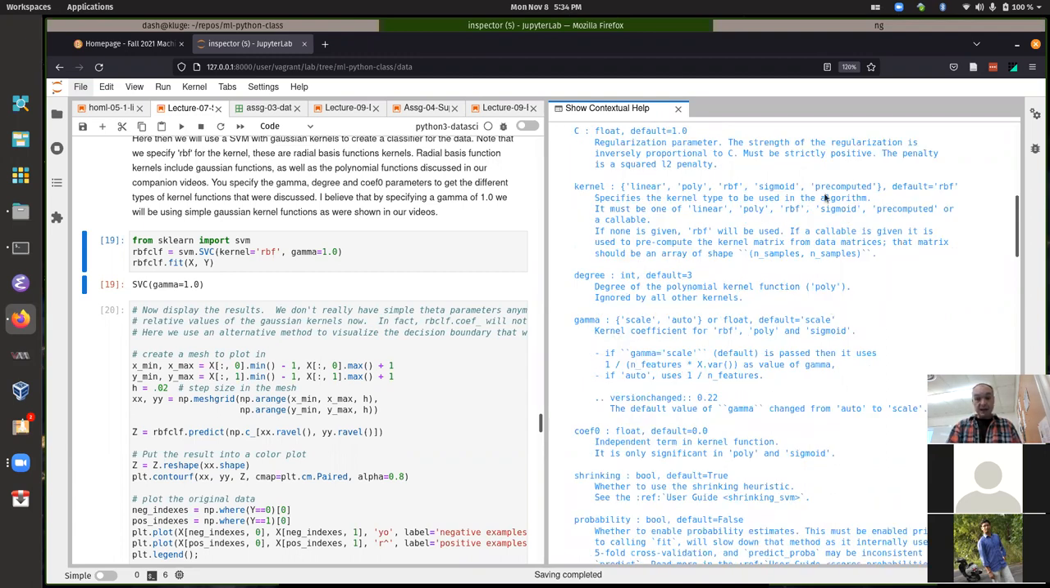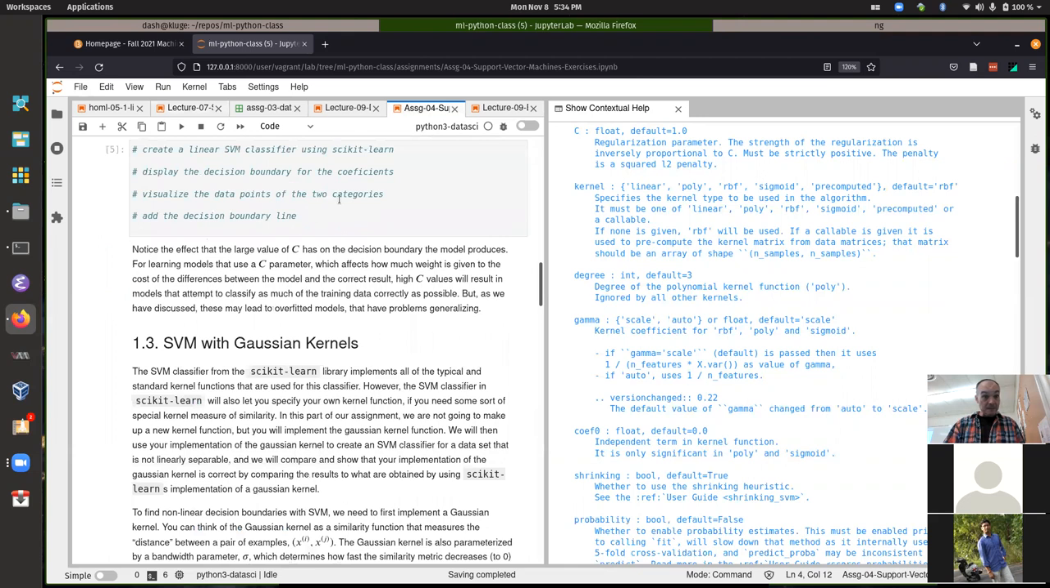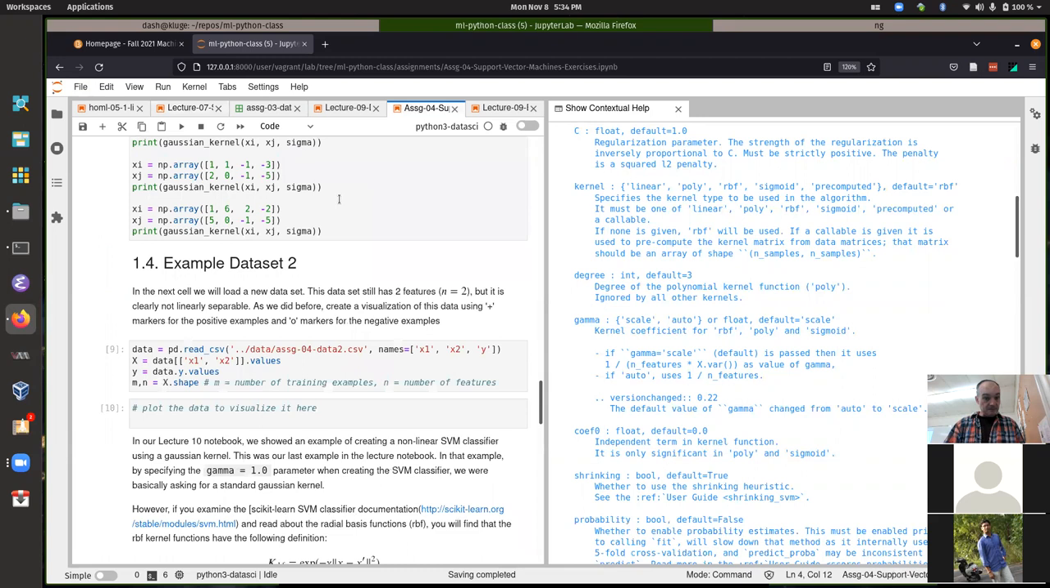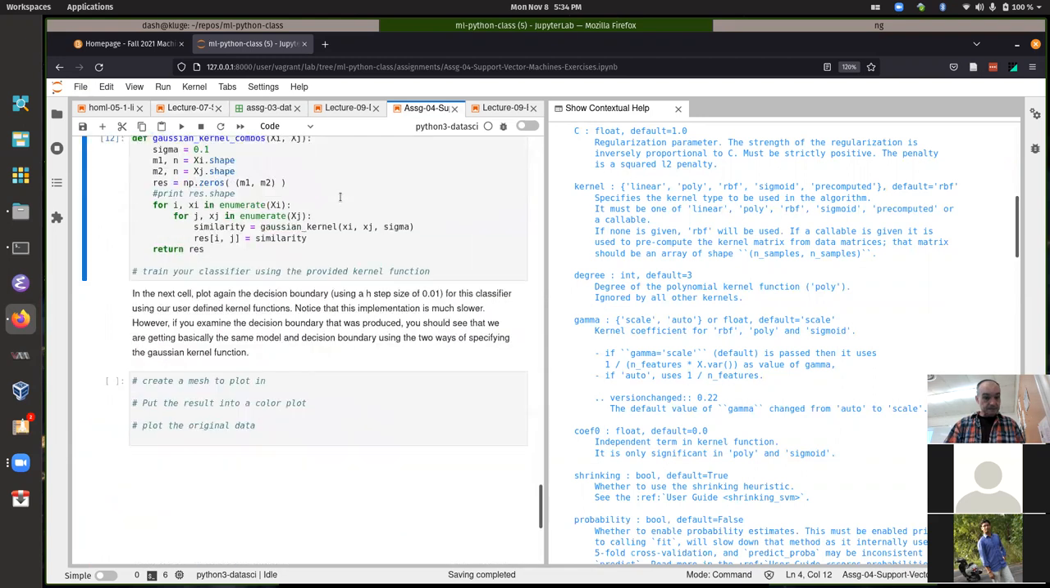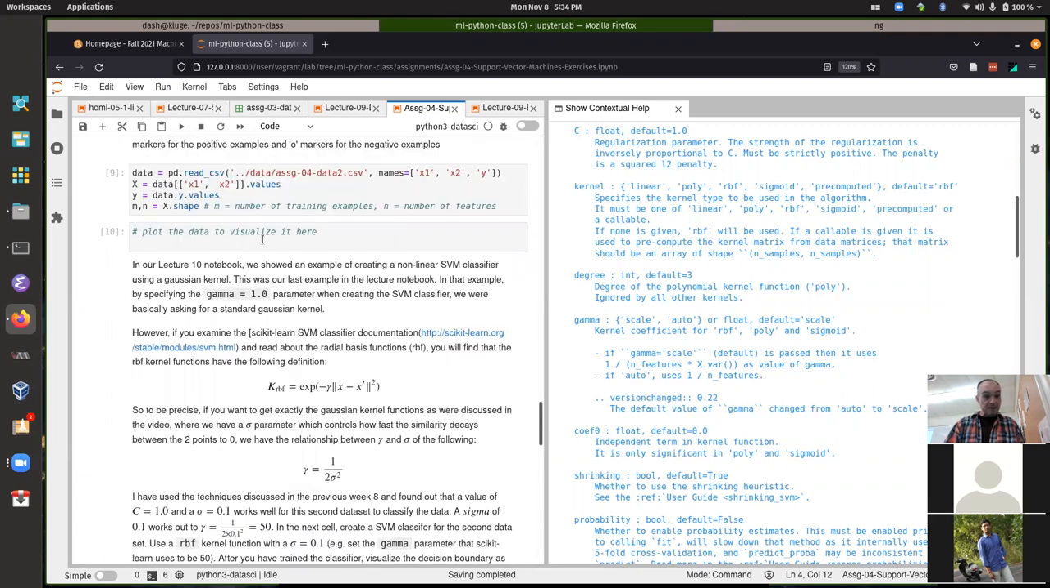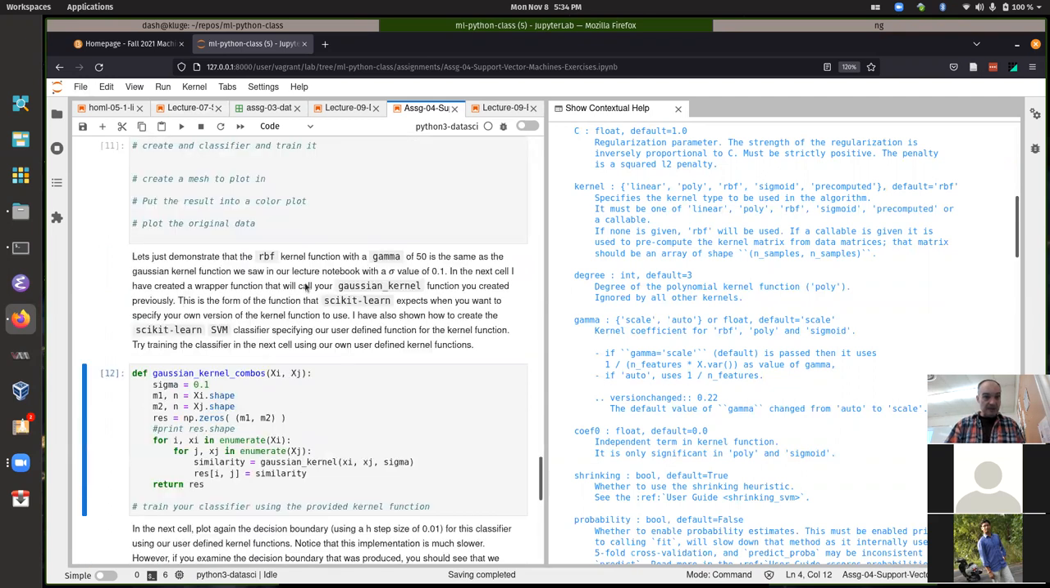And in our assignment, we actually pass in a callable. So we pass in our own function, if you look at that. Again, to show you what's being done here, or I guess we didn't have an example of this, but what you need to do should be described here.